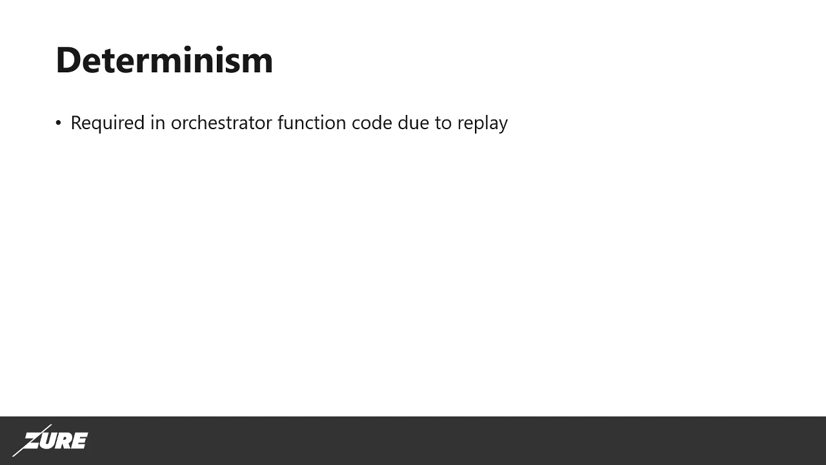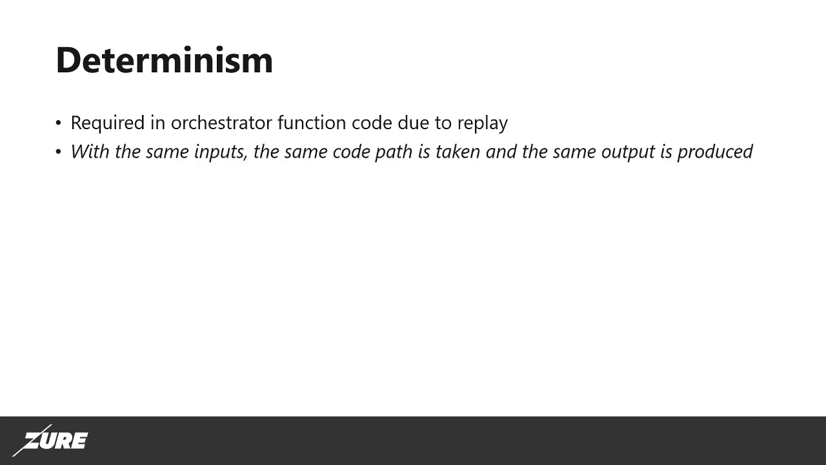So because of that replay, because the code is run again, right? So it runs again from the beginning. This property of determinism is required. And what it means is that with the same inputs, we always take the same code path and we always produce the same output. So with the same inputs to the orchestrator, it will always do the same things.